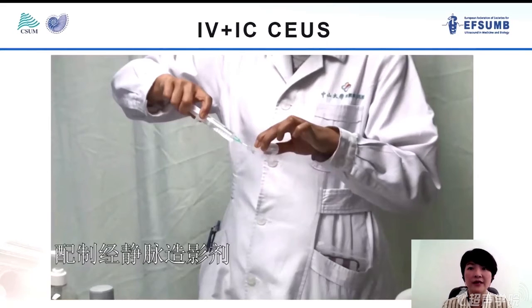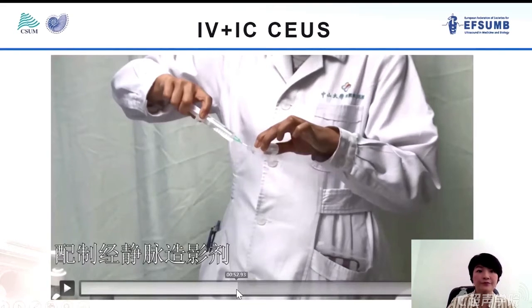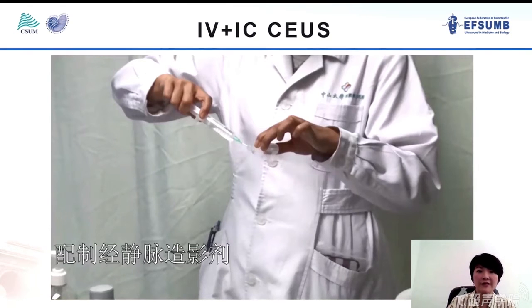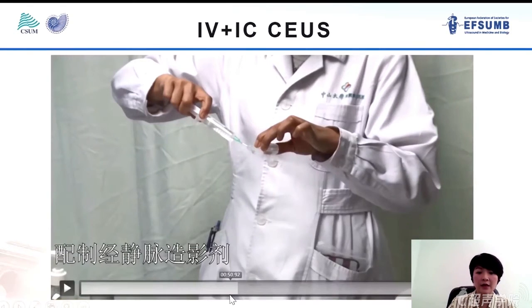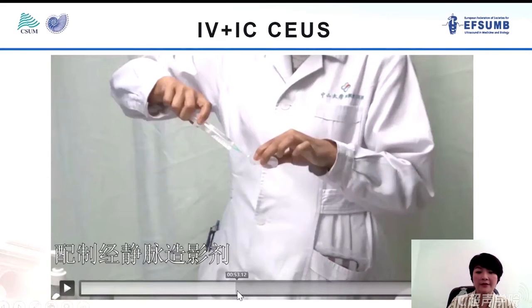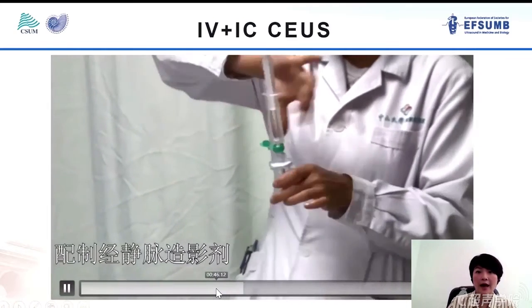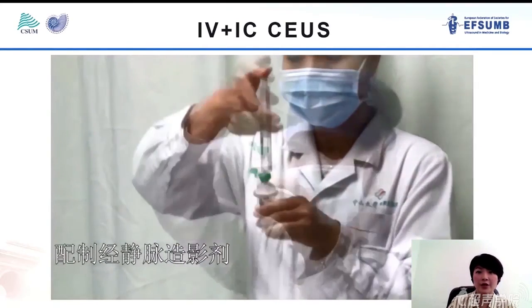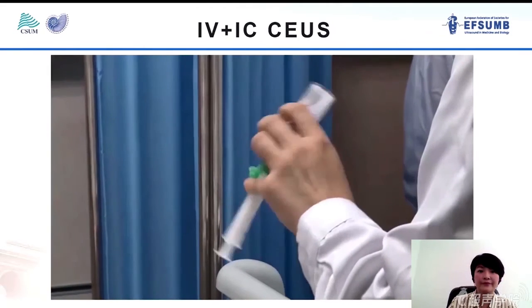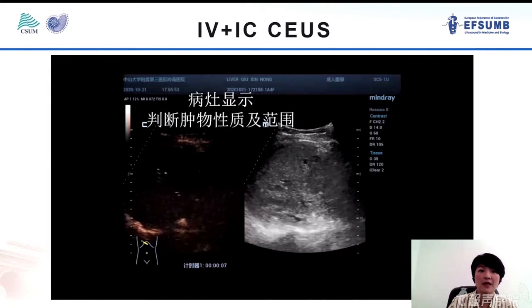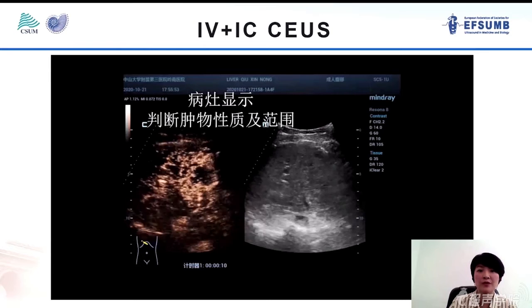There was a lesion in the hepatic hilum, which caused the bile duct to be blocked. Then, the next step was to perform a contrast-enhanced ultrasound examination. Firstly, the contrast-enhanced agent was prepared and injected through the peripheral vein. The intravenous CEUS examination was performed.